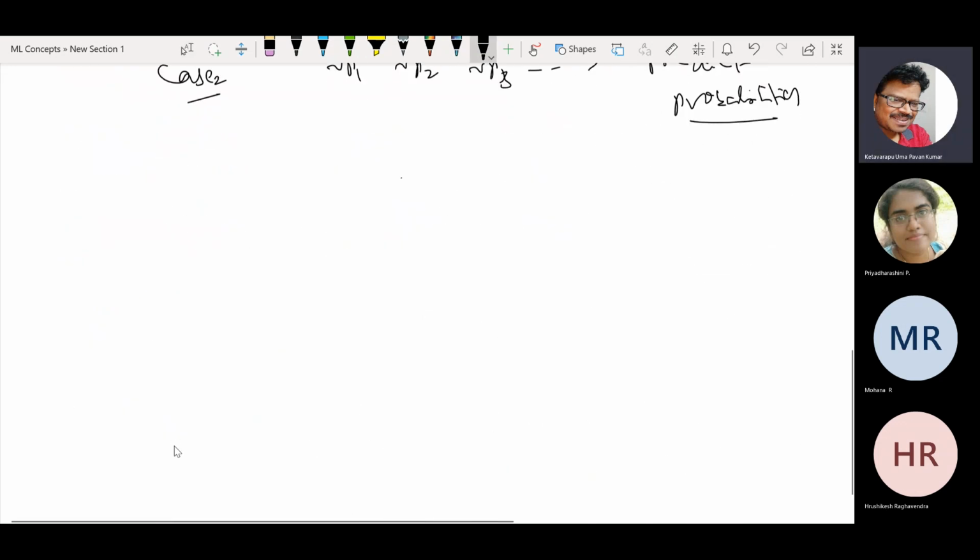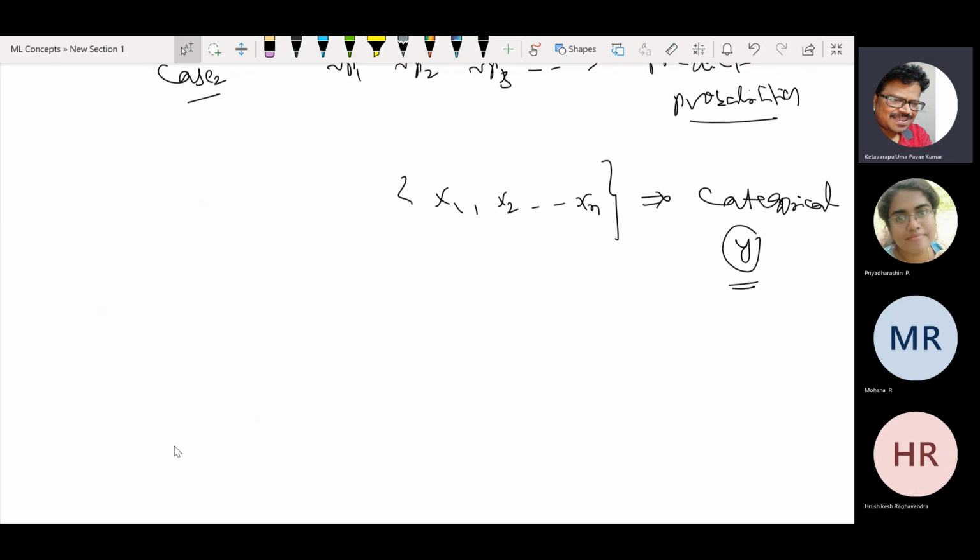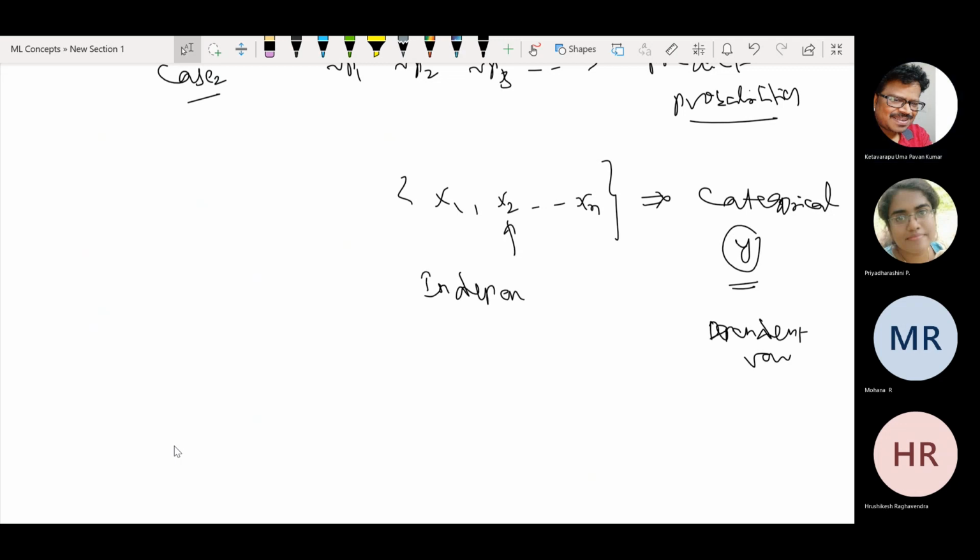Okay, I'm having some set of independent variables, and of course, I am predicting some categorical value. So of course, we name that as y. This is the dependent variable, and this is nothing but your independent variable. Like that, we are making use of the convention of getting the information from categorical variables.